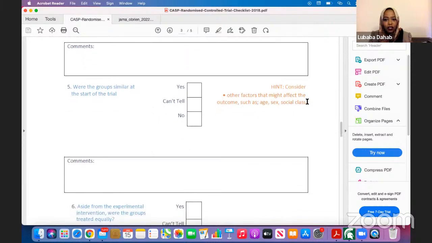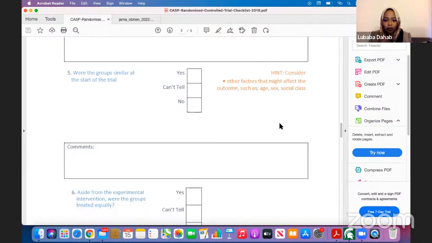As for age, sex, and social classes: for age, they mentioned that participants are 12 or older. For sex, we can say there is a 50-50 female-male ratio. However, for social class, we cannot say yes, they were all similar at the beginning of the trial, since they were in different sites and different locations in the world.